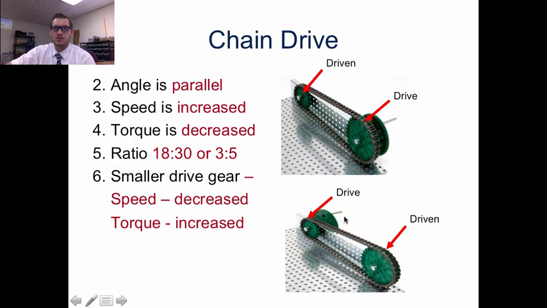Smaller drive gear. So let's say we switch it. So we put the drive on this side, and this is the driven. Then it just flips it. The speed is decreased, and the torque is increased. Shaft direction. This shaft right here and this shaft will both turn in the exact same direction.